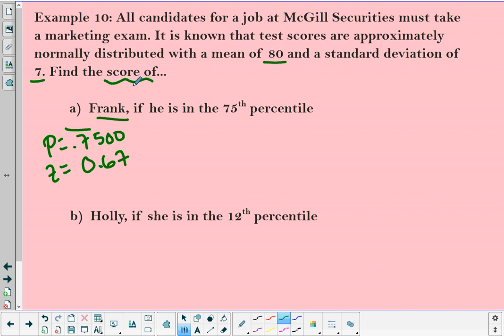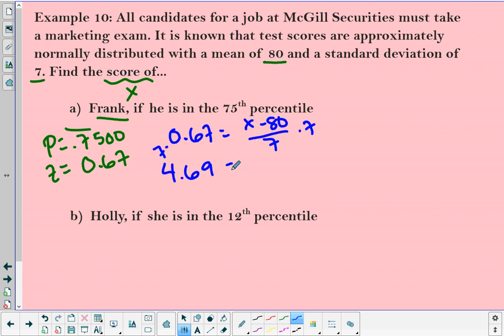Find the score of. So plug it in the formula. 0.67 is equal to x minus 80 divided by 7. Multiply by your 7. 7 times 0.67 is 4.69. Equals x minus 80, add your 80. So that's 84.69 for Frank's score.